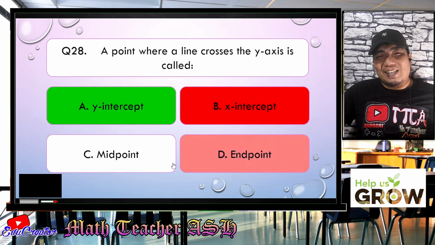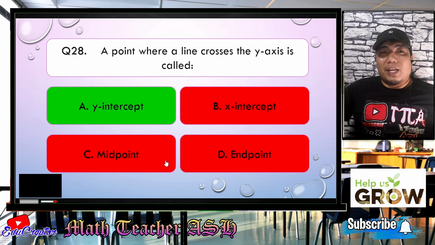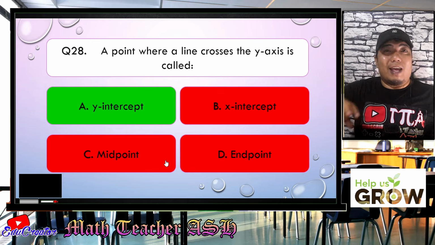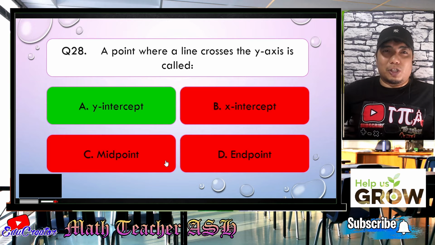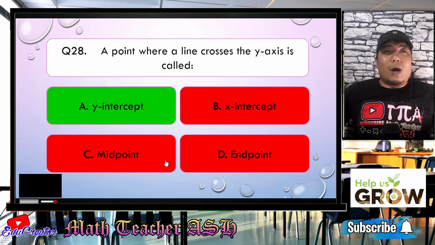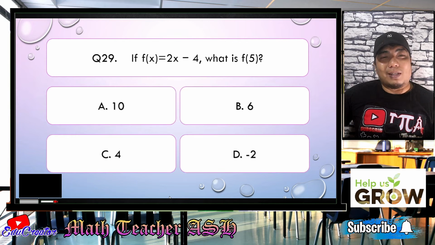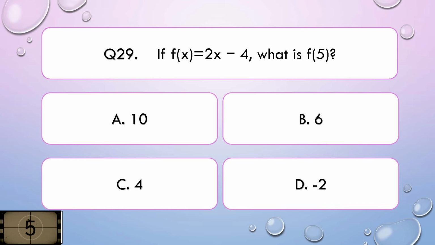Very easy, right? Very. So of course, otherwise, if the point where the line crosses the x-axis, then that is what we call the x-intercept. But in this question, the y-axis is the one crossed by the line. Alright, now let us go to question number 29. If f of x is equal to 2x minus 4, what is f of 5? Is it A, 10, B, 6, C, 4, or D, negative 2? I'll give you 5 seconds to think about your answer.